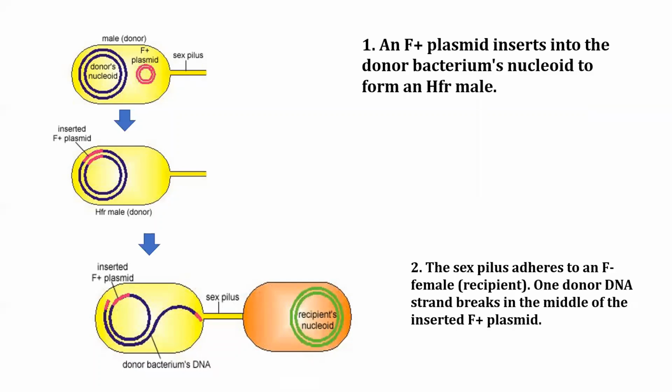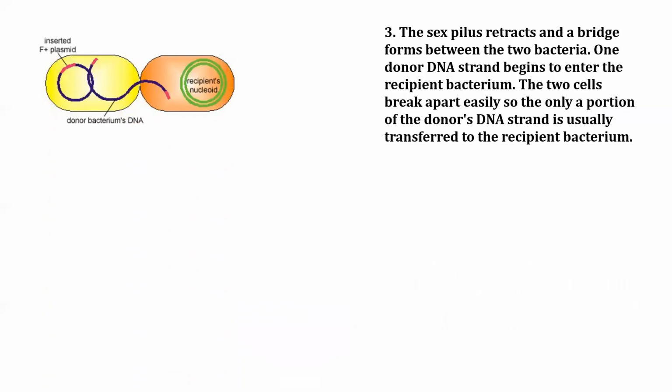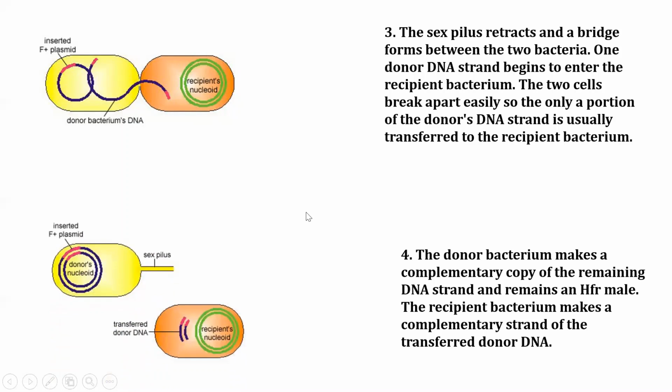One donor DNA strand breaks in the middle of the inserted F plus plasmid. The sex pilus retracts and a breach forms between the two bacteria. One donor DNA strand begins to enter the recipient bacterium. The two cells now break apart easily, so only a portion of the donor's DNA strand is usually transferred to the recipient bacterium. The donor bacterium makes a complementary copy of the remaining DNA strand and remains an Hfr male. The recipient bacterium makes a complementary strand of the transferred donor DNA.